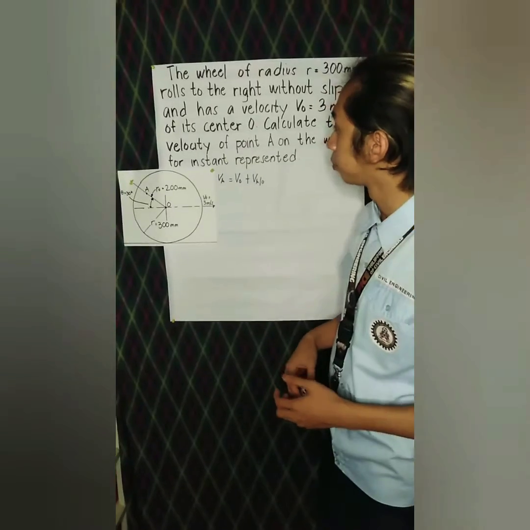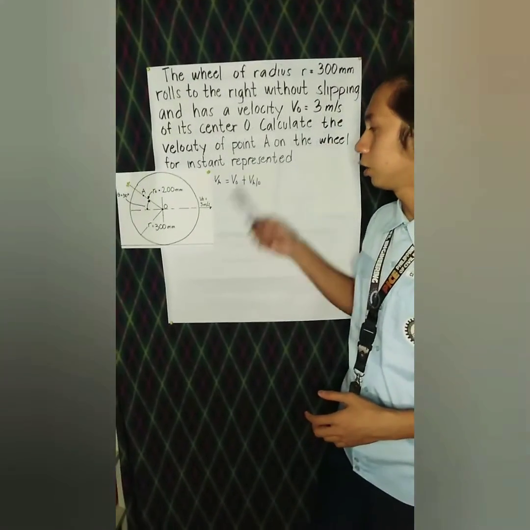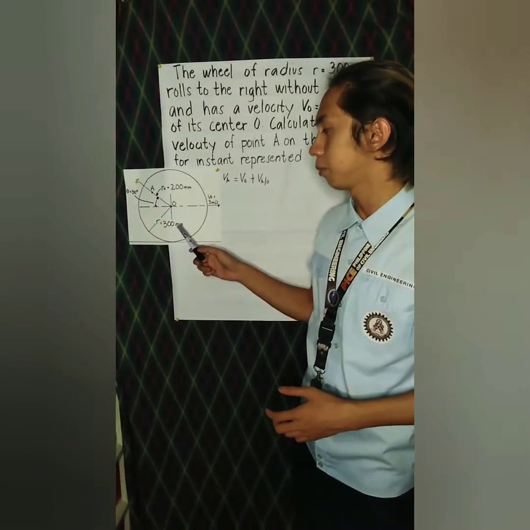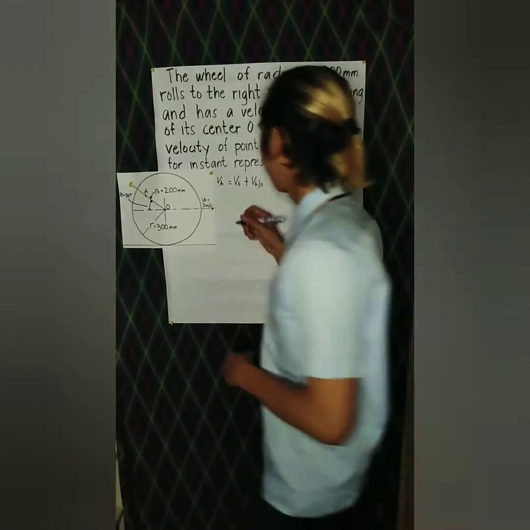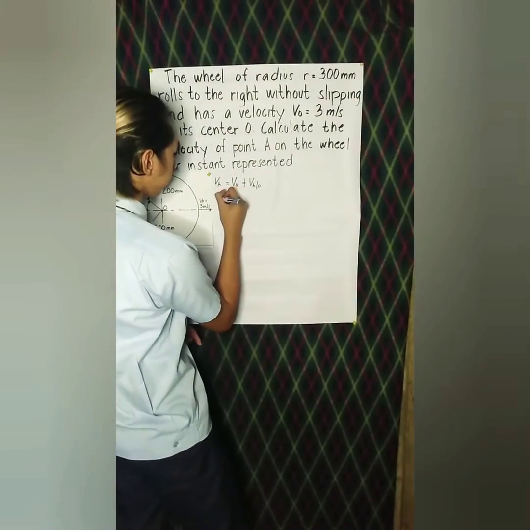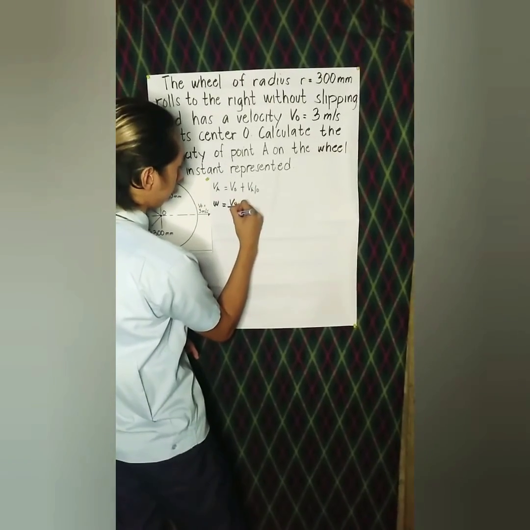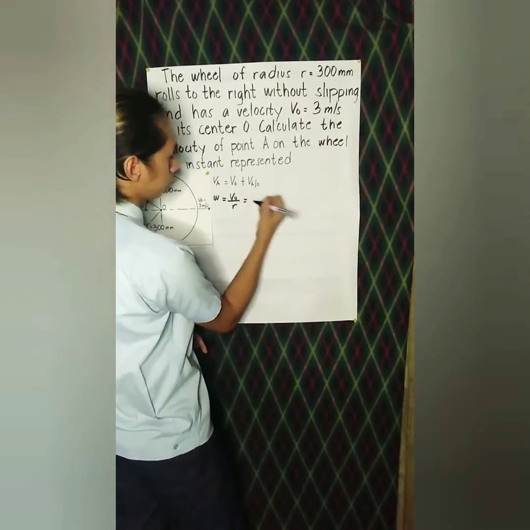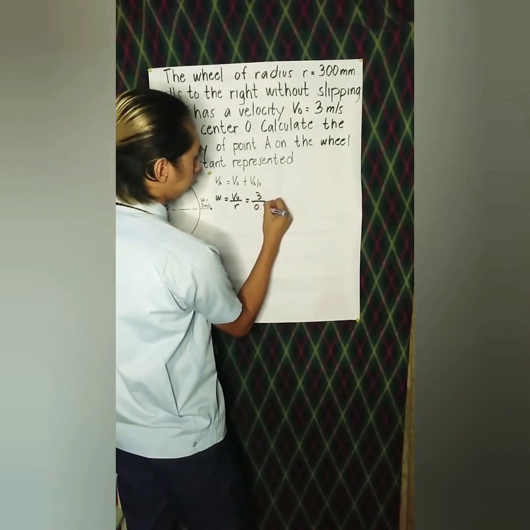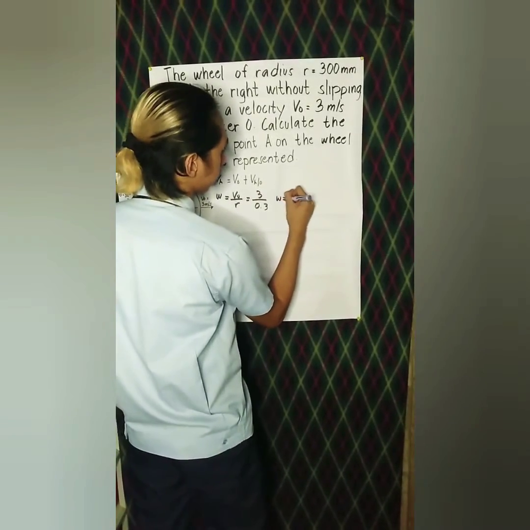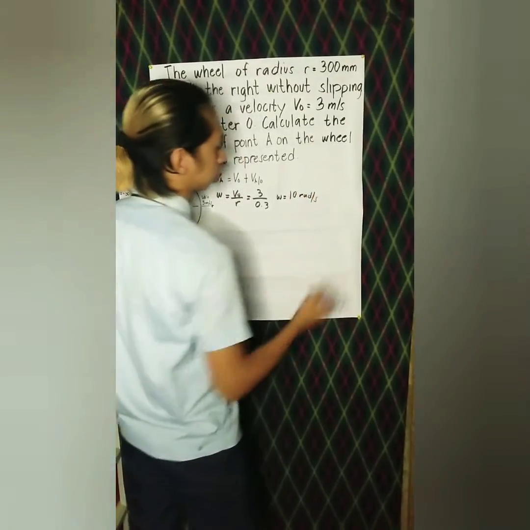So we have a linear velocity of 3 meters per second and a radius of 300 millimeters. Solving for angular velocity, ω equals VO over r. Substituting the values, VO is 3 and the radius is 0.3, so the angular velocity is equal to 10 radians per second.